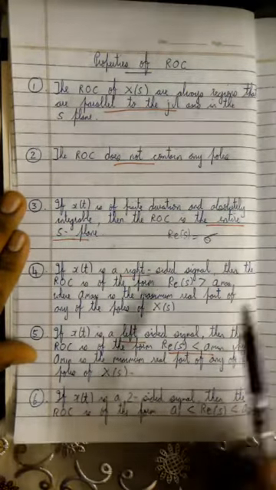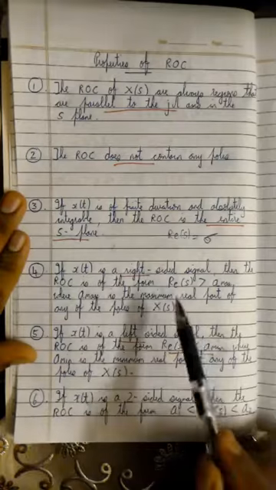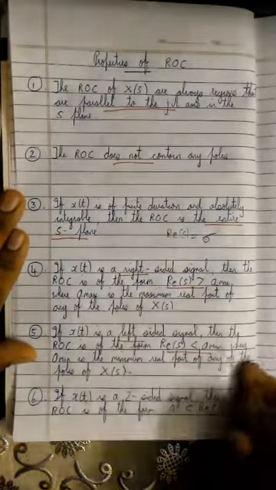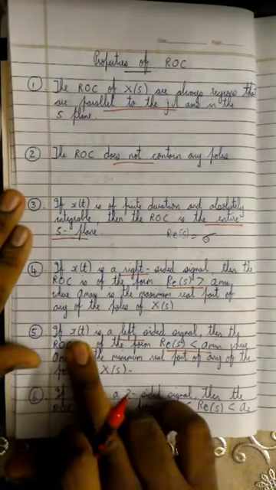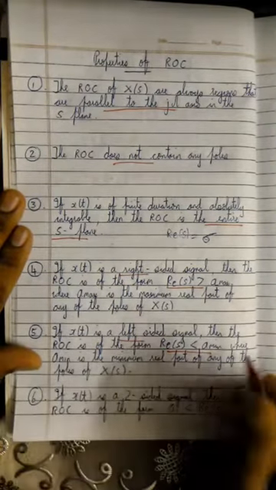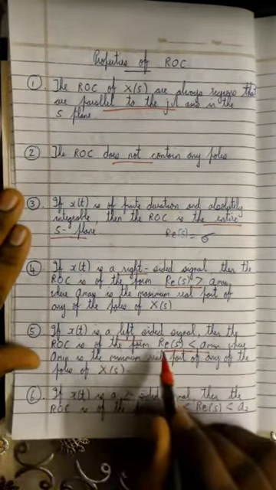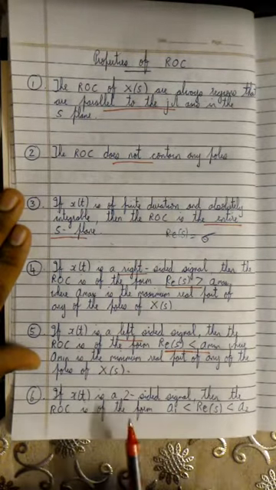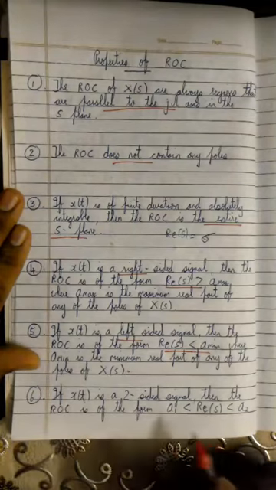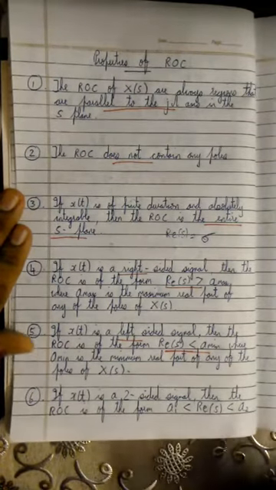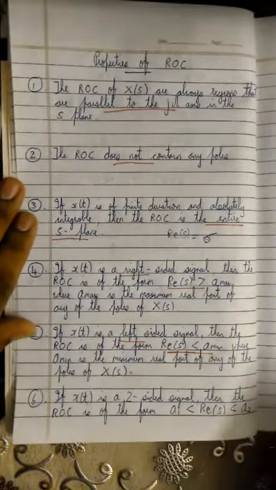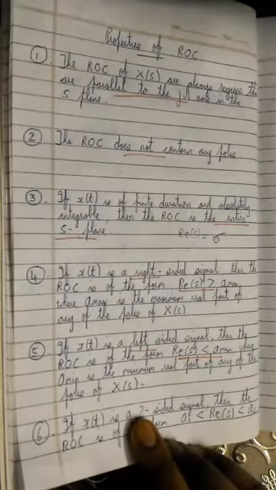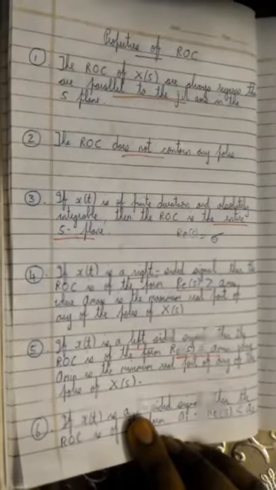If the given question is on the right side, then this should always be seen as your ROC. And if the given question is on the left side of the graph, then this should be your ROC, that is real part less than some number. And if it is a two-sided graph, if it has positive value and negative value, then it should be between these two values. Okay. So now in my next video, I am going to talk about the unilateral Laplace transform.